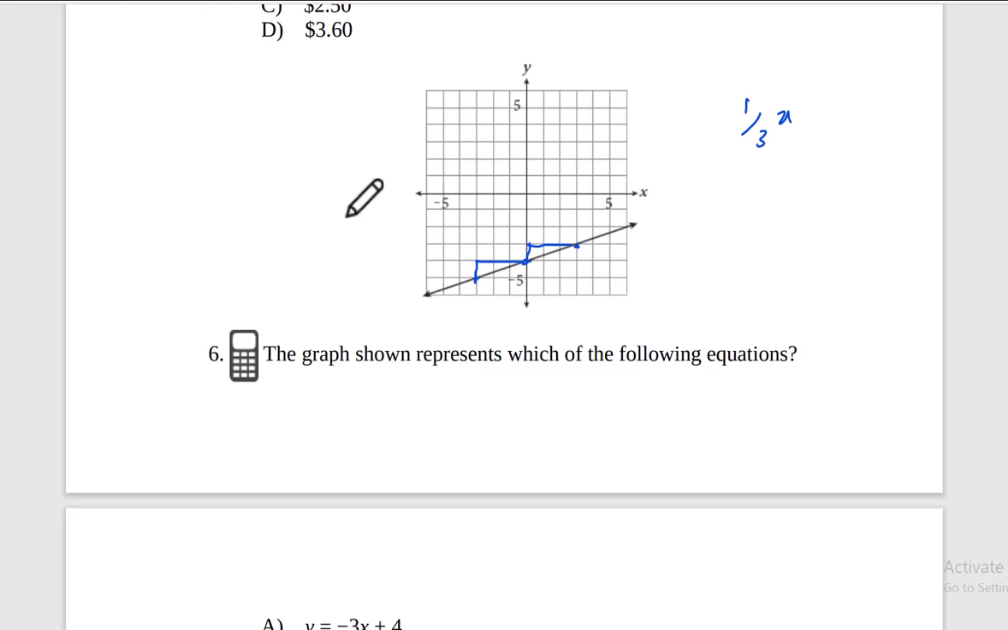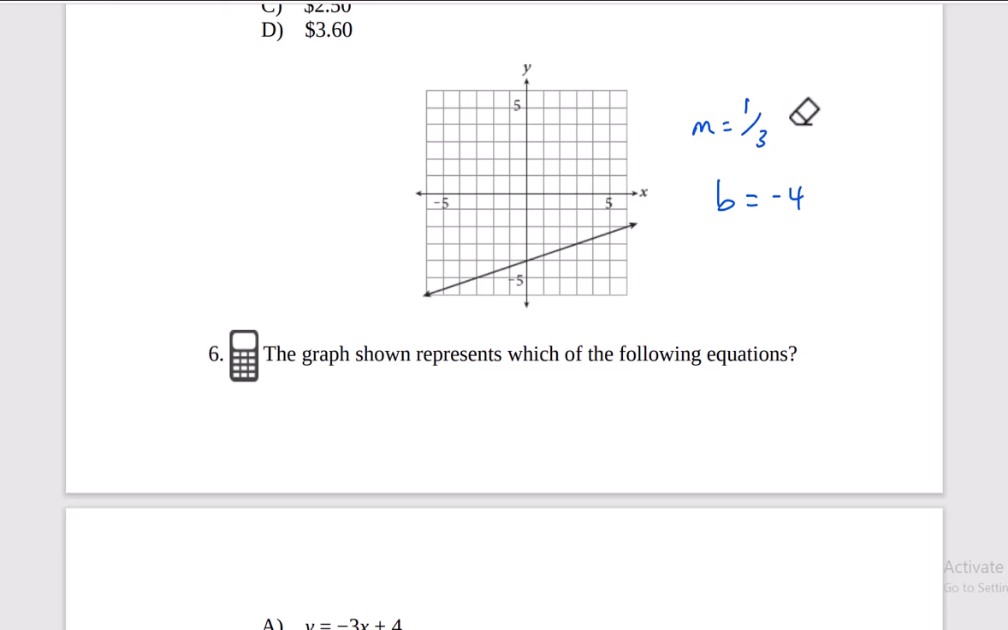Now the intercept. Where does it hit? The intercept is the point where it hits the y-axis, the first point it hits the y-axis. Talking about where x is 0. The intercept is where x is 0. So x is 0 here, and where does it hit? At minus 4. So b is equal to minus 4, while m is equal to 1 over 3.